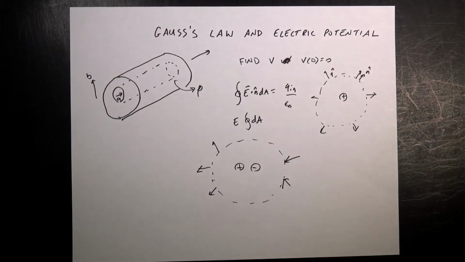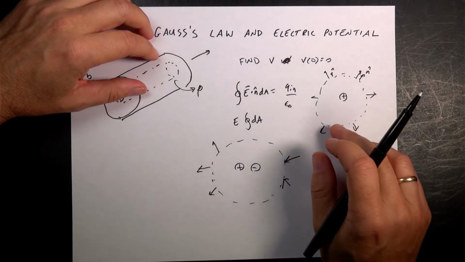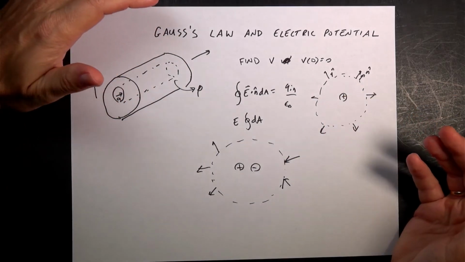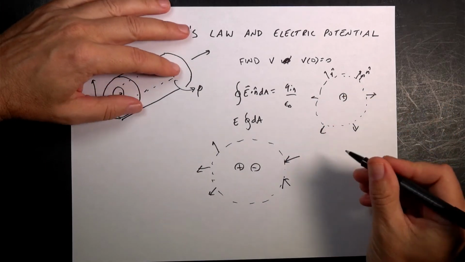So that doesn't really tell you anything about the electric field, right? Because I can't get some constant value out of that. And then here's the other one.